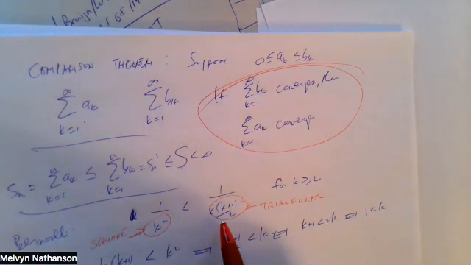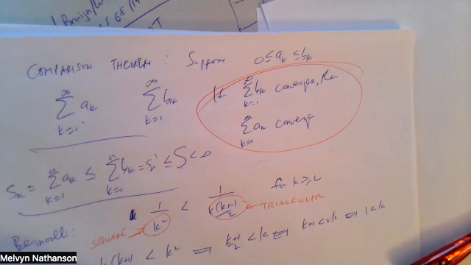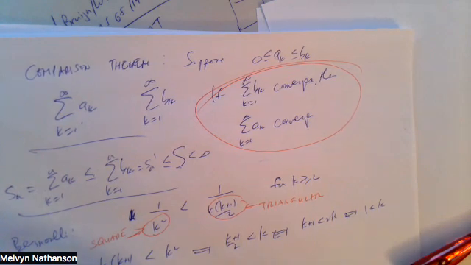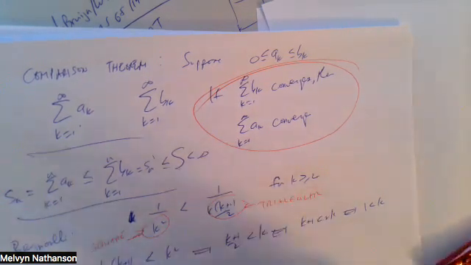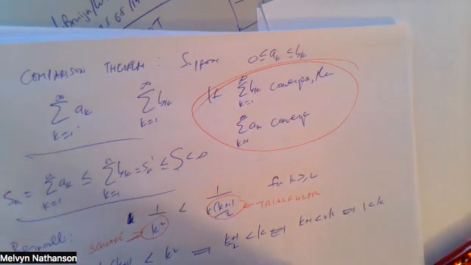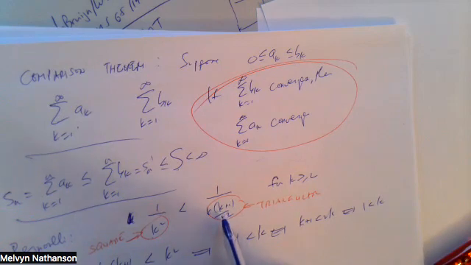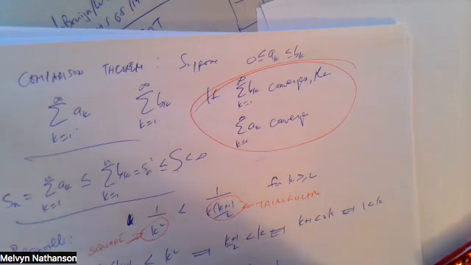1 plus 2 plus 3 up to k is k times (k plus 1) over 2. So if I take 1 plus a fourth plus a ninth plus a 16th plus 1 over 25 and so forth, the sum of the squares, this is bigger than 0. These are all positive numbers. This is less than 1 plus, let's see, when k is 2, a third. When k is 3, a sixth. When k is 4, a tenth.